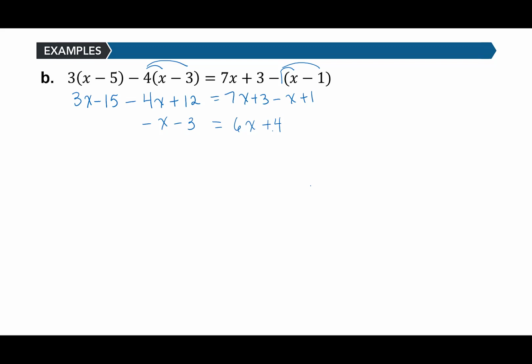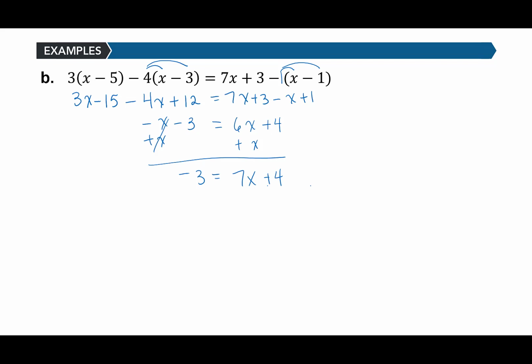So we can take our variables to the left or right. I'll take them to the right this time, just to show you a different approach. If I want to move the variable to the right, I need to remove the negative x from the left side by adding it to each side. That gives us then just negative 3 equals 7x plus 4.